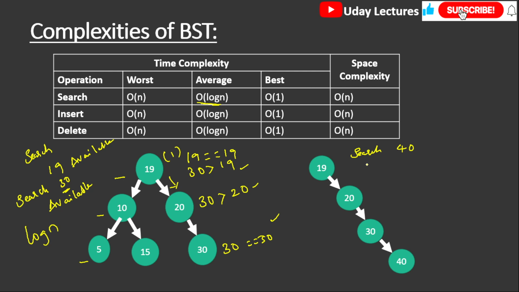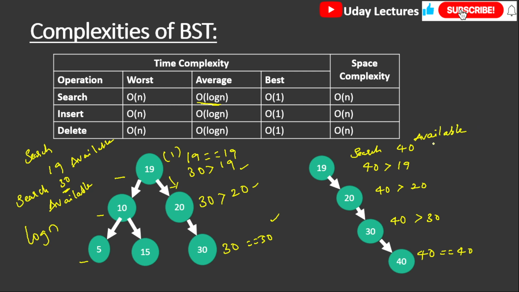Now let us make comparisons to understand this. Since 40 is greater than 19, we should make comparisons in the right subtree of 19. The right child of 19 is 20. And again we make a comparison, and again 40 is greater than 20. So again we go to the right child of 20, which is 30. We make a comparison again, and 40 is greater than 30. Again we go to the right side, and again we make a comparison. Here 40 is equal to 40. Then we can say that the element which you would like to search, 40, is available in the binary search tree.